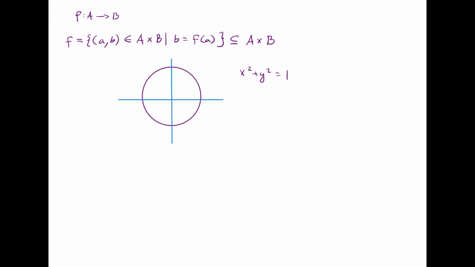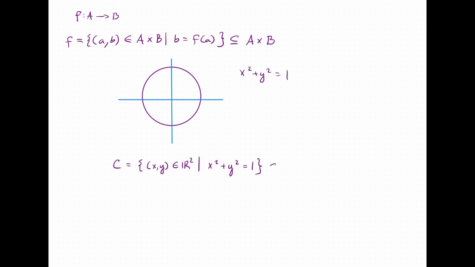But the circle is an example in this situation of a relation, because we could define the circle as the set of (x, y) in the Cartesian product of the real numbers with itself, so R2, such that x squared plus y squared is equal to 1.